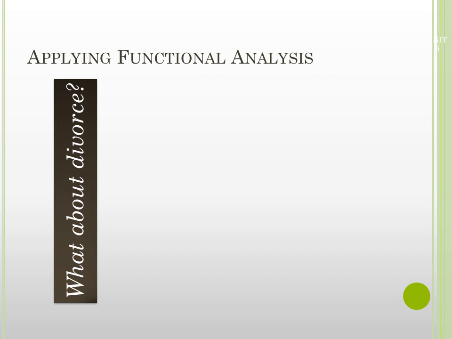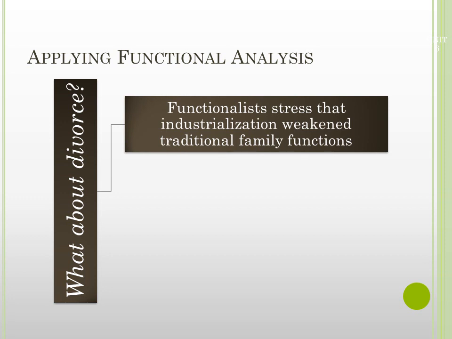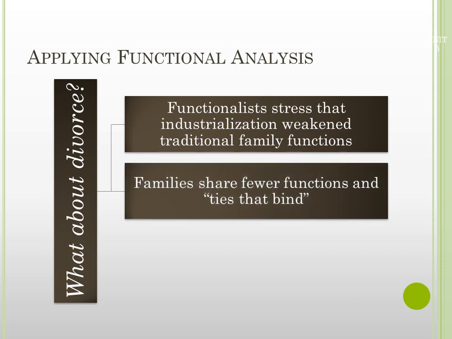If we're thinking like a functionalist, we're going to focus, right, on the social institutions. We're going to look at how those institutions may have changed, right, and what led to those changes. So a functionalist might stress that industrialization weakened traditional family functions, right? As you have the move from rural to urban, the needs of the families changed. The roles of women and children and their reliance upon one another change. This is the functionalist point of view. And in that, the family shares fewer functions, and the ties that bind were weakened.